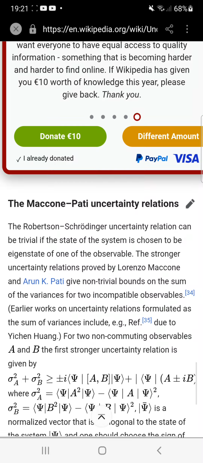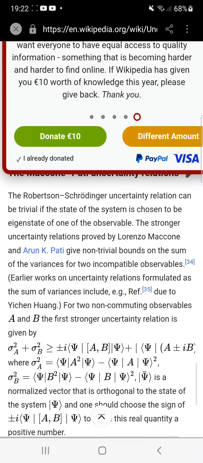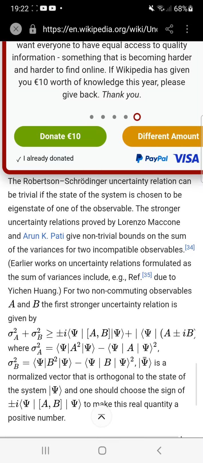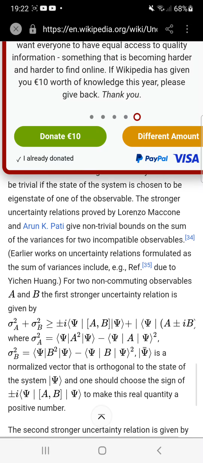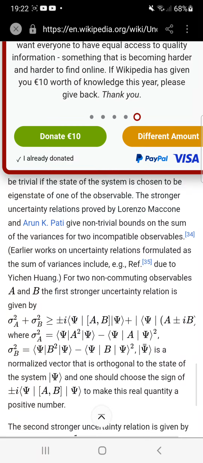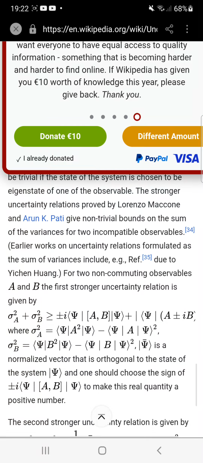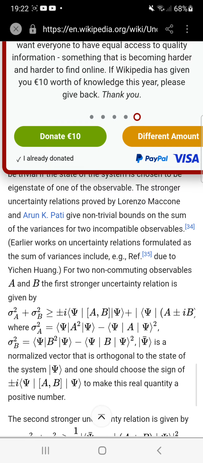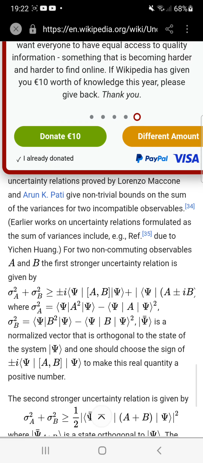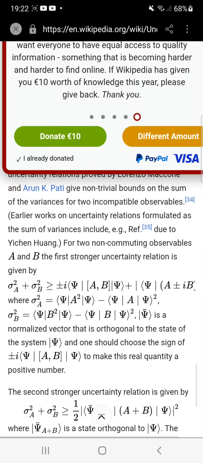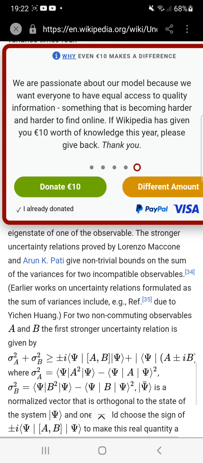The Macon-Patty uncertainty relations. The Robertson-Schrödinger uncertainty relation can be trivial if the state of a system is chosen to be eigenstate of one of the observable. The stronger uncertainty relations proved by Lorenzo Macon and Arun K. Patty give non-trivial bounds on the sum of the variances for two incompatible observables.